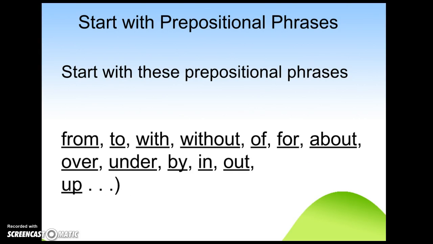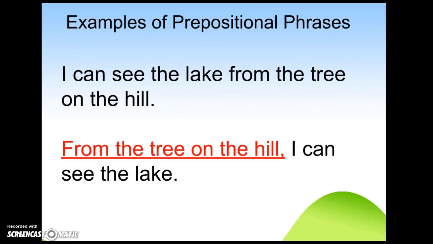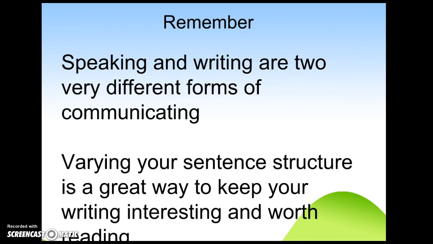You might want to think about starting with a prepositional phrase. So these are some prepositional phrases you can use: from, to, with, without, of, for, about, over, under, by, in, out, up, and the list goes on. So that would look like this. Here's your traditional sentence. I can see the lake from the tree on the hill. You switch it: From the tree on the hill, comma, I can see the lake. So you start with that prepositional phrase and then add a comma.